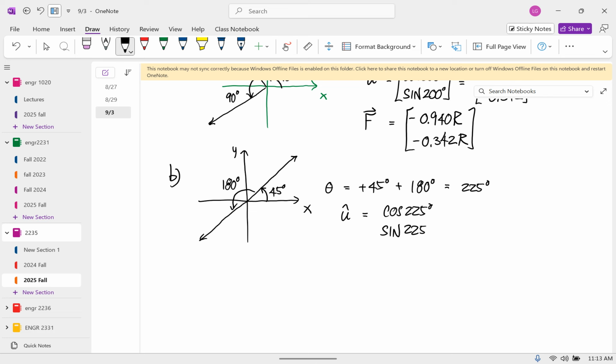sine of 225, which is negative 0.7071 and negative 0.7071. And now multiply those by 4. Do I know what that is? 2.8. Negative 2.83, did you say? Yeah. Negative 2 root 2. Okay. Thanks. Yeah. Any other homework questions?